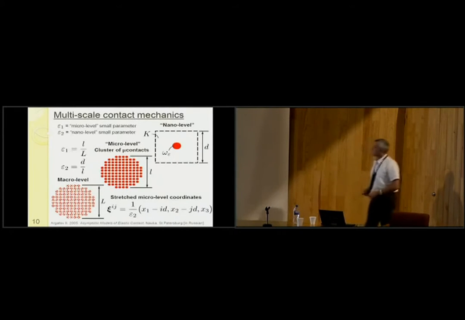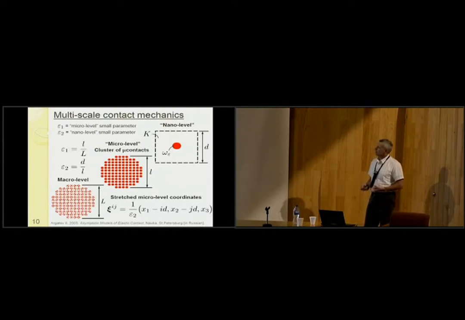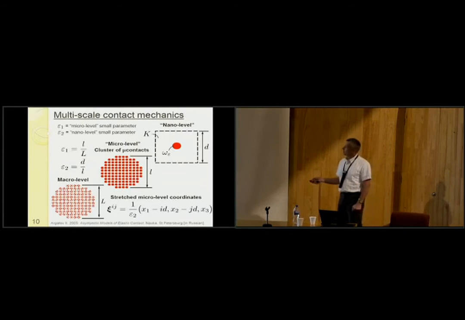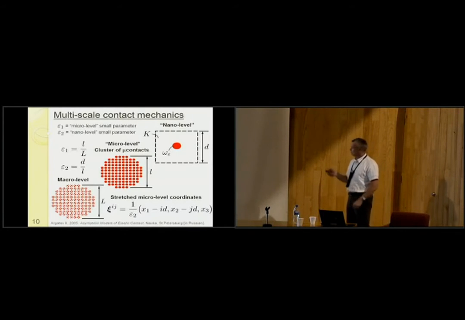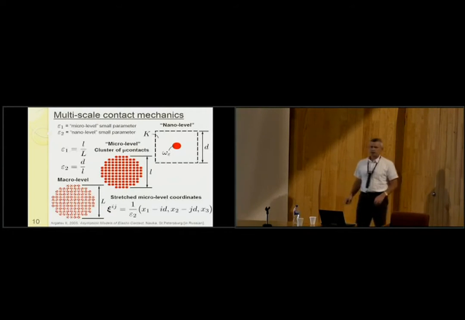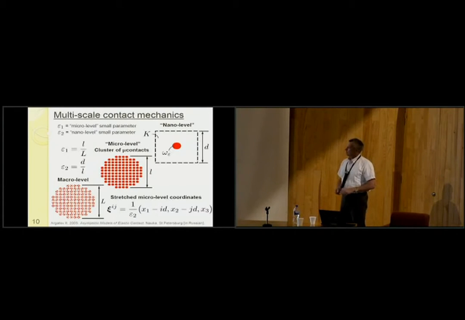So, when we come to consider real contact problems, actually we have multi-scale structure, and we consider macro level, micro level, and nano level. So, in order to describe this structure in terms of asymptotic models, we introduce two small parameters. And these small parameters are based on characteristic lengths of the real contact.